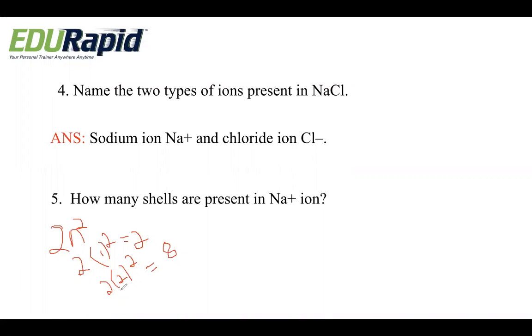So on the whole we will have 2 electrons in the first shell. Since the sodium atomic number is 11, it will donate one of its electrons. So we have 10. So on the whole, how many shells are filled? 2 shells are filled. So how many shells are present in the sodium ion? The answer is 2. So please note down this formula 2n square. From that you can answer. So 2 shells. Next question.